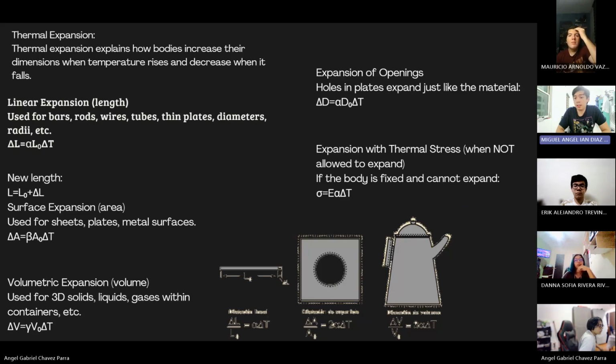Now, it's expansion with thermal stress, and is when it's not allowed to expand. If the body is fixed and cannot expand, as I said like 5 minutes ago, sigma equals E, the modulus of Young, times alpha times delta T.